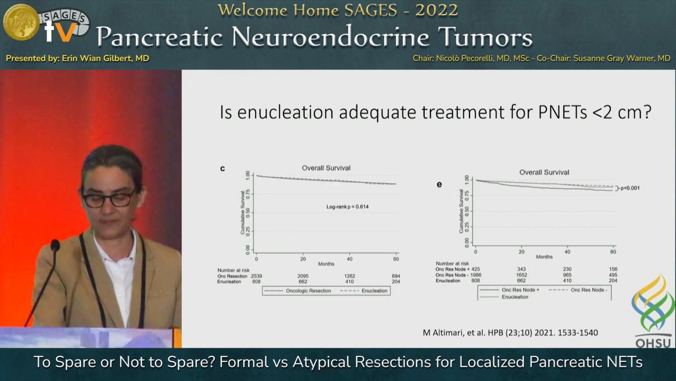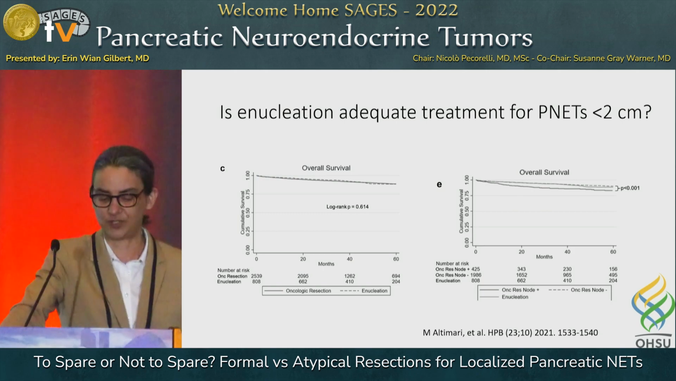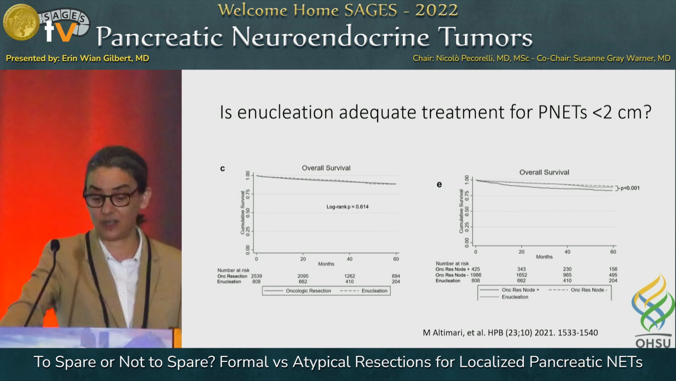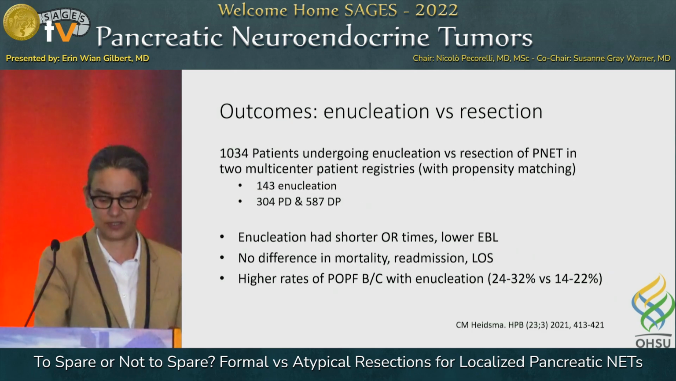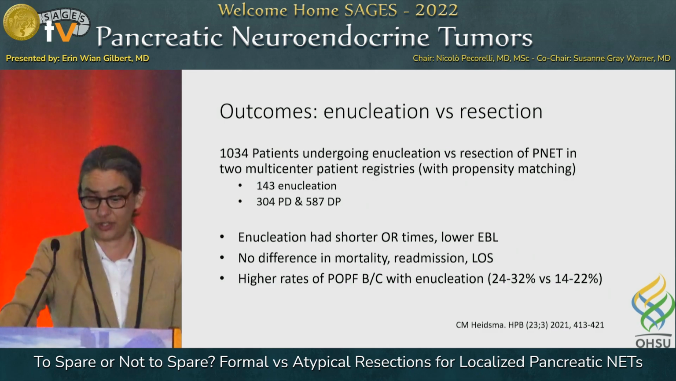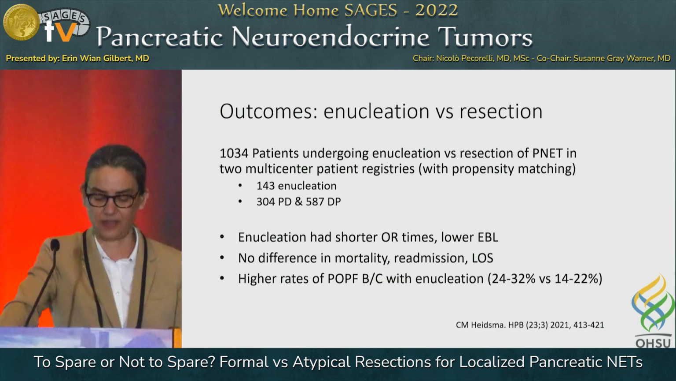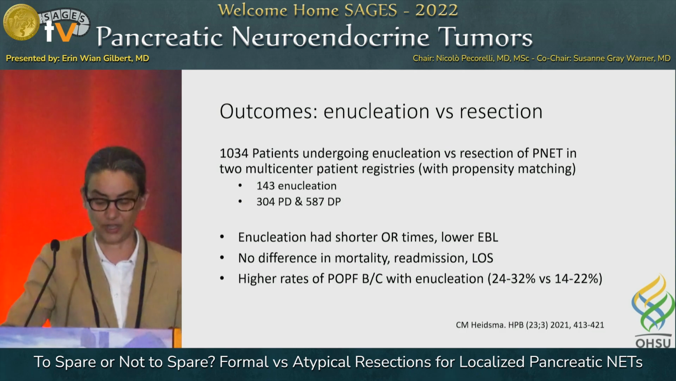In the graph on the left, they found no survival difference between patients who underwent enucleation versus formal resection, with a 5-year overall survival of 88% for both groups. And on the right, node-negative patients and those with enucleation had similar overall survival that was significantly higher than the node-positive patients. So the literature supports, oncologically speaking, that enucleation for small, non-functional PNETs is safe, and that the risk of post-op pancreatic insufficiency is very low.